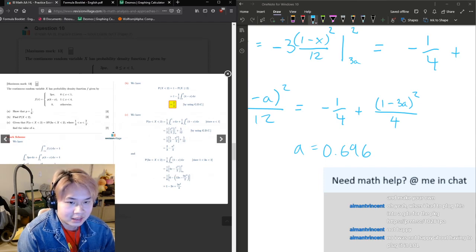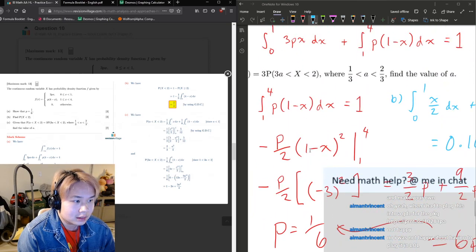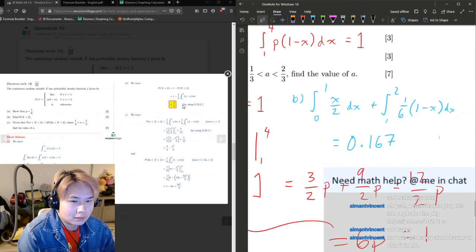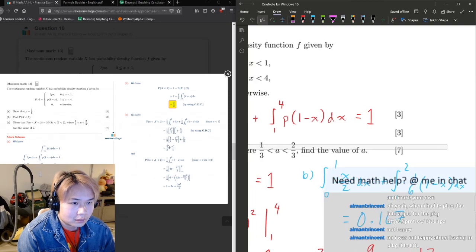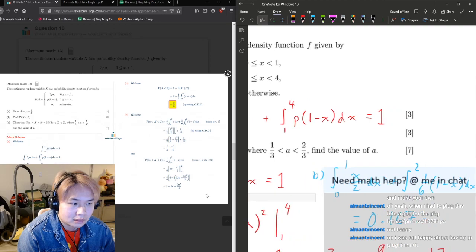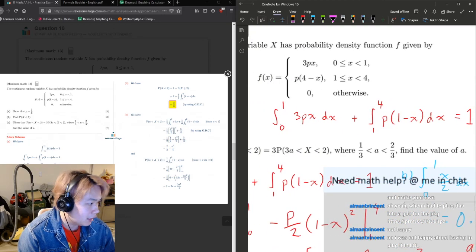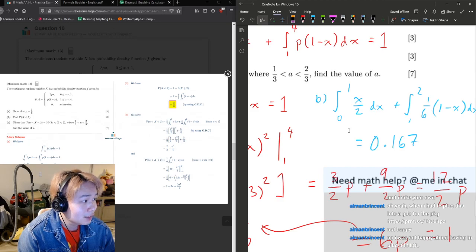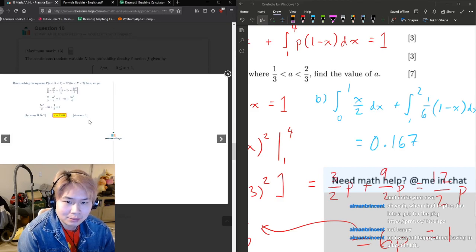Okay, 2 over 6, that's good. Part B. I did not get 2 over 3. I did get 1 over 6 though. I don't know how I messed this up. Oh, I put in the calculator wrong, that's why. I put in 1 when the function is 4. So that probably means that my other answer is wrong.